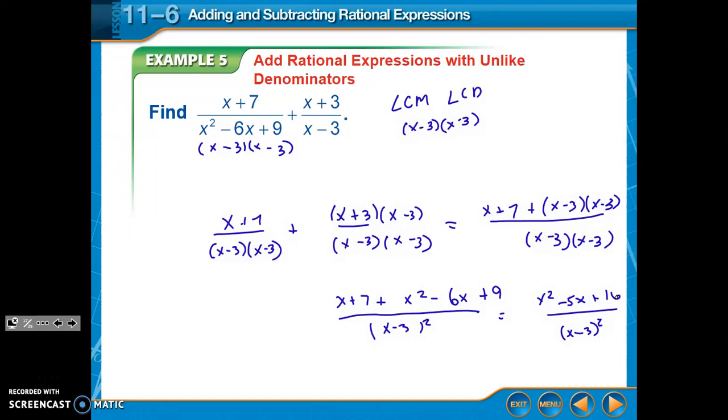So I'm trying to think of anything that multiplies to 16 and adds to -5. 8 and 2 doesn't work. 4 and 4 doesn't work. 16 and 1 doesn't work. 2 and 8 doesn't work. So nothing factors. This does not factor. So this is simplified as it goes. And we stop there.